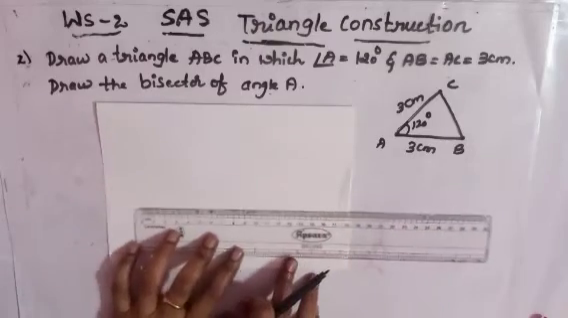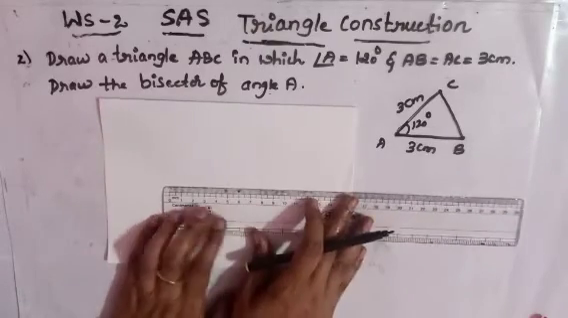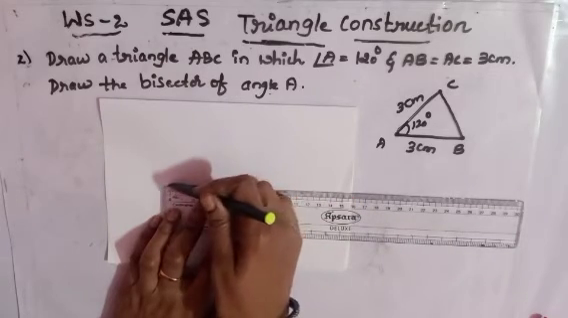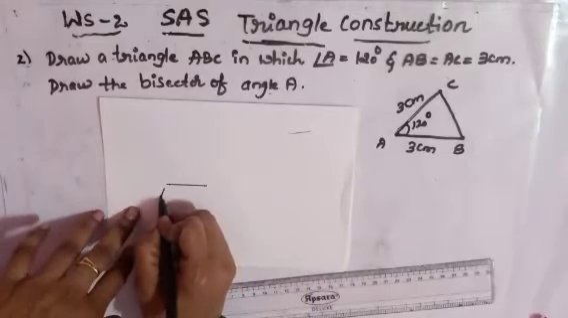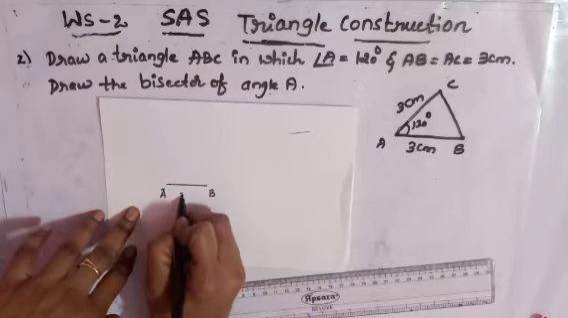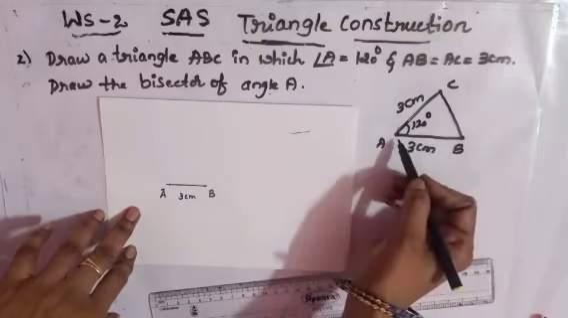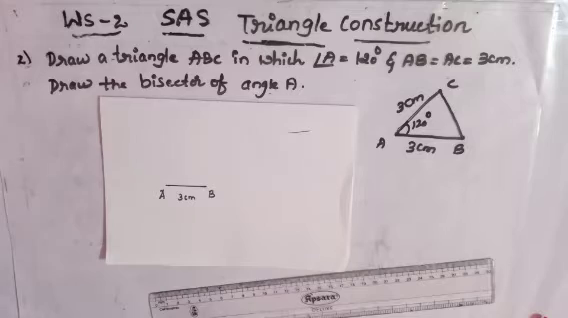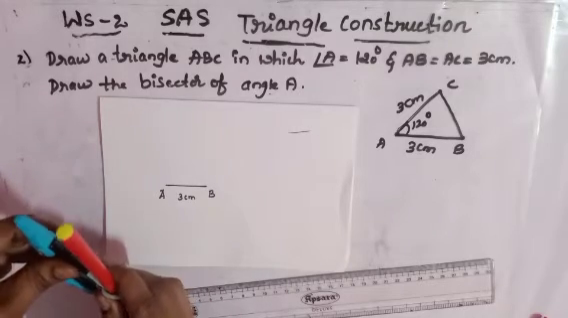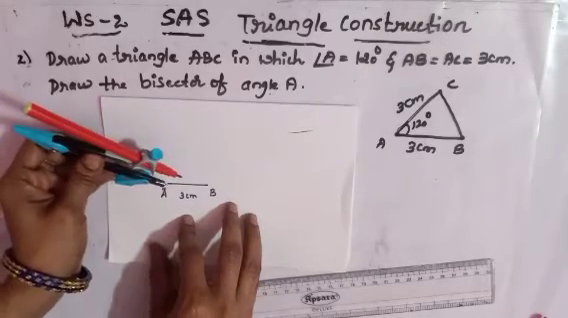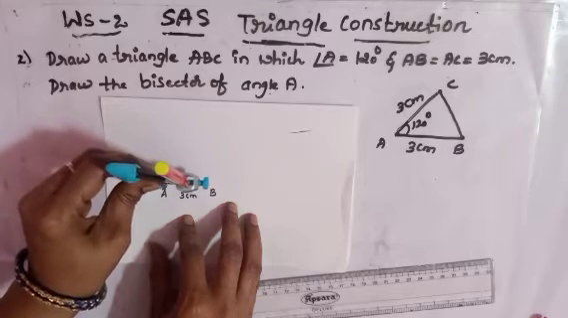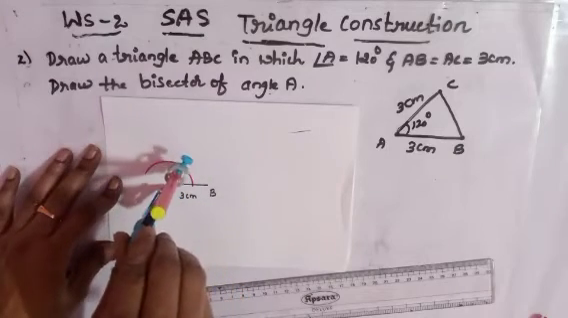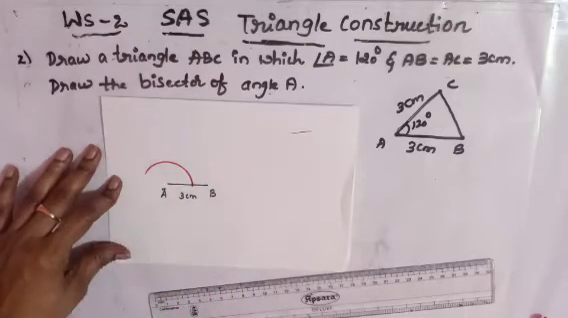Now AB is 3 centimeter. So let us draw a line segment AB 3 centimeter. Next at point A we have to make an angle of 120 degree. So with the help of compass we have to make the angle of 120 degree. Place the compass at point A. Take a convenient radius, any radius, and draw one semicircle.